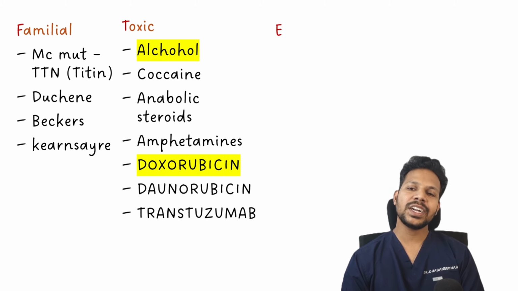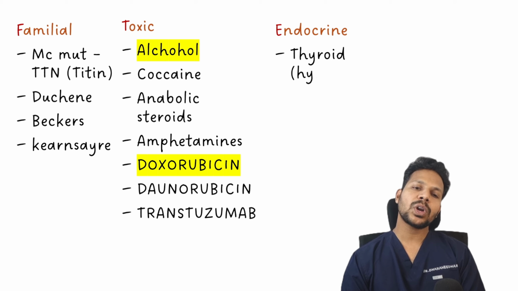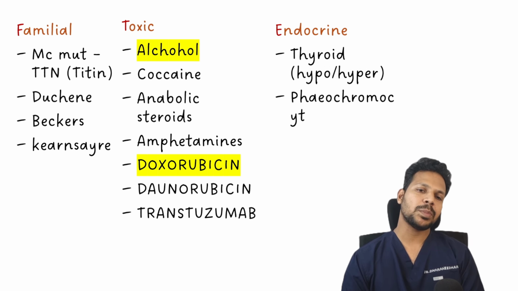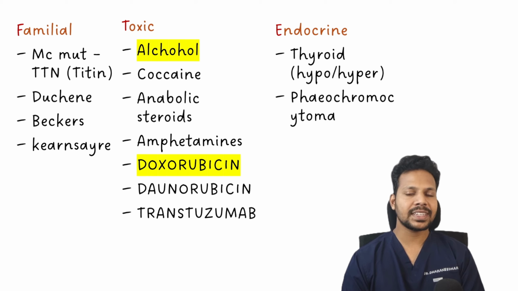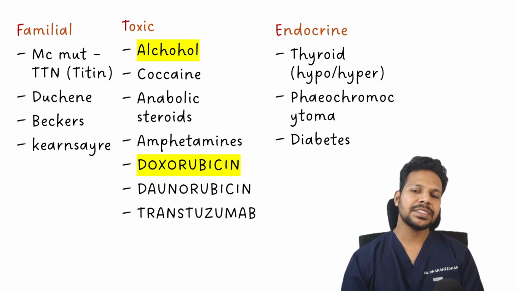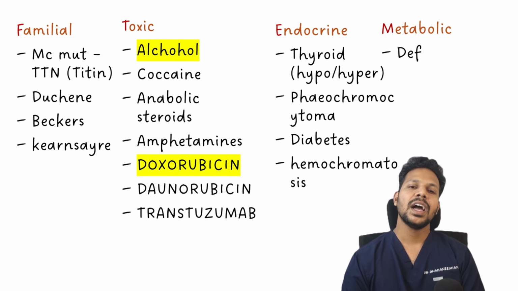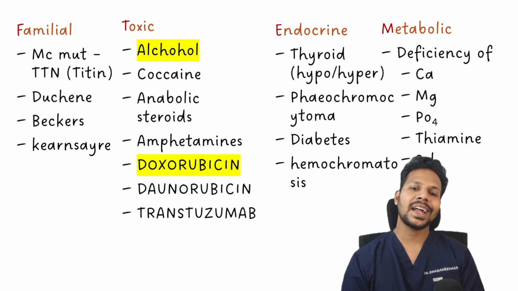Now, when you look at the endocrine causes, hypo- or hyperthyroidism, both of them can result in dilated cardiomyopathy. Pheochromocytoma, again because of excessive catecholamines, can result in this cardiomyopathy. Diabetes and hemochromatosis, all these endocrine disorders can also result in dilated cardiomyopathy. We have certain metabolic causes as well, where the deficiency of important ions like calcium, magnesium, phosphate, selenium, and carnitine can also result in dilated cardiomyopathy.